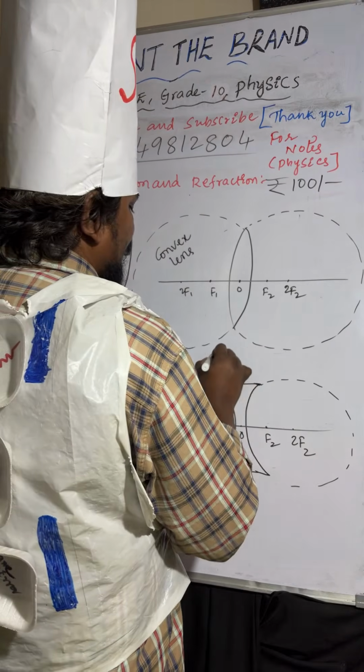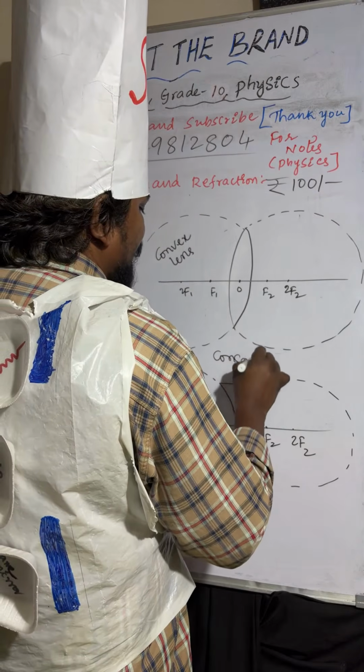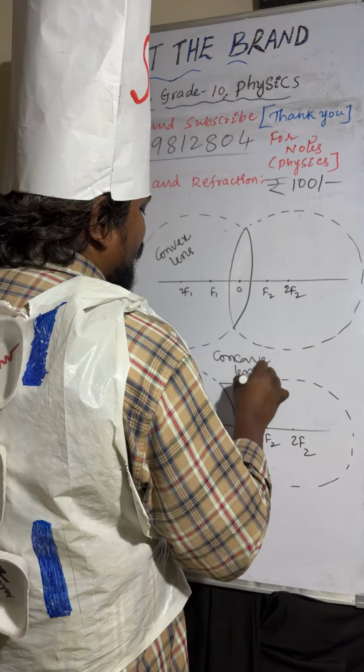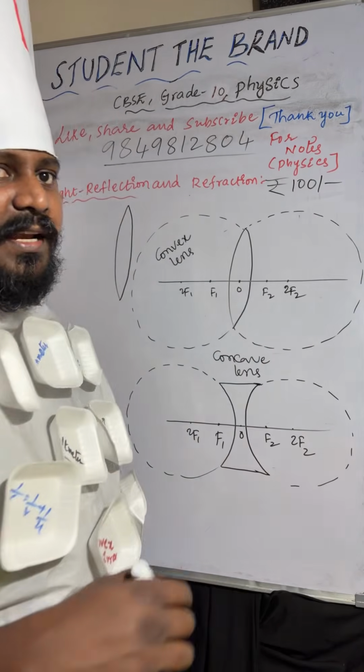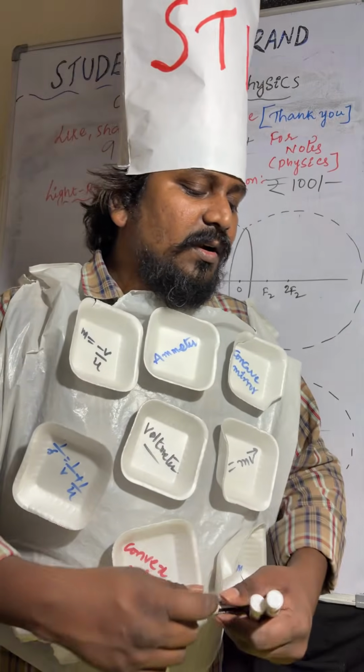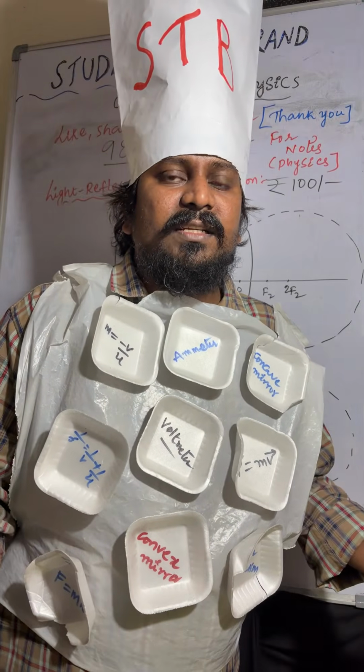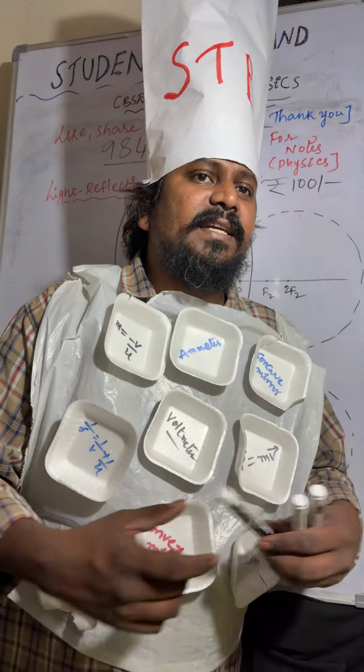Convex lens, concave lens. I hope it is very clear, right? Now, convex lens is also known as converging lens, concave lens is also known as diverging lens.